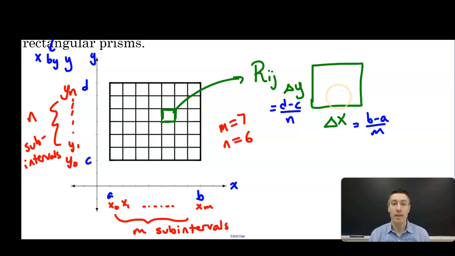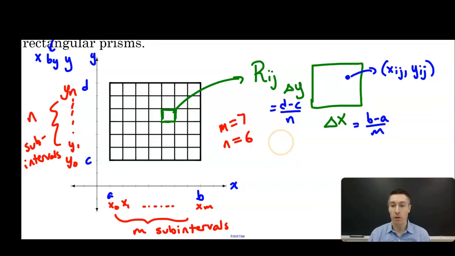So now we need to define the height of the rectangular prism on this subrectangle, which means we need to pick a point. I'm going to pick a random point, and we're going to call that point x sub ij, y sub ij. And if we evaluate the function at that point that we selected in the subrectangle, that is going to define the height of the rectangular prism.